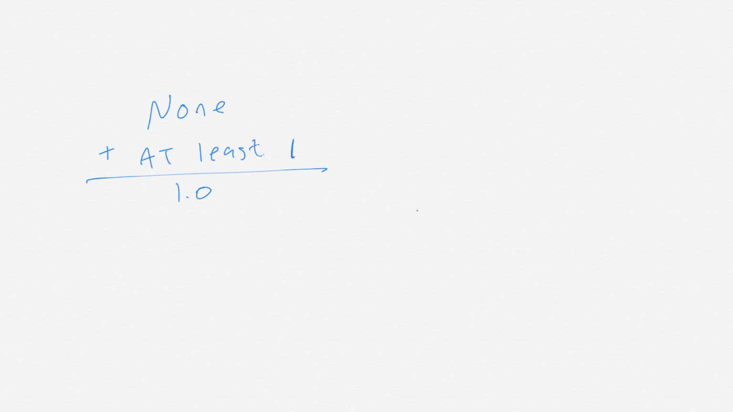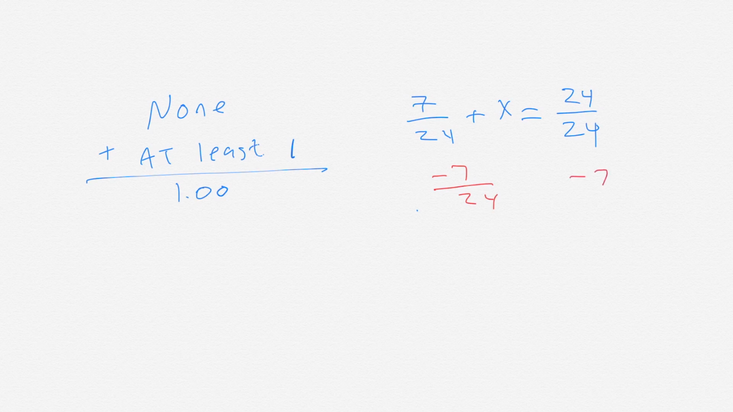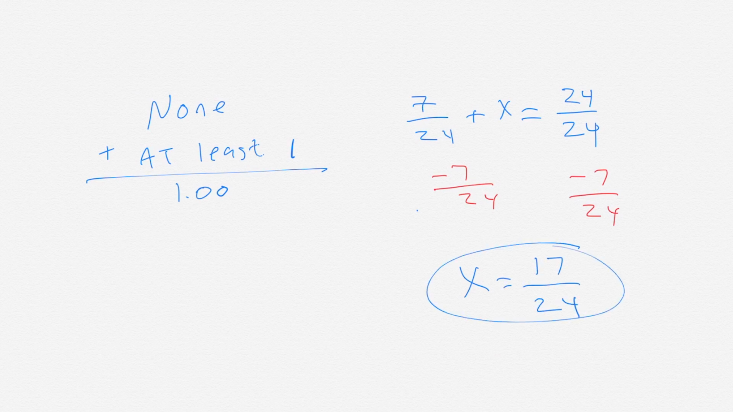So what we could do here is we could have 7 over 24 plus at least 1, which we'll call x, equals 1. And instead of putting it as 1, we'll just do the common denominator of 24. And 1 is just like 24 over 24. So we have 7 over 24 plus x equals 24 over 24. We subtract 7 24ths from each side. 24 over 24 minus 7 over 24 equals 17 over 24. And that's the answer. There is a 17 out of 24 chance that at least one of the 3 gets selected. And there you go.